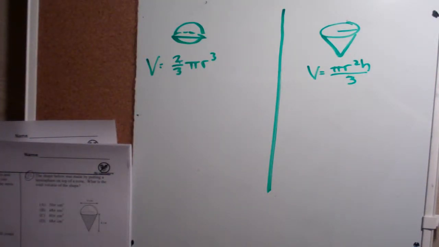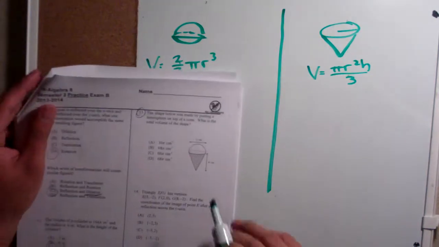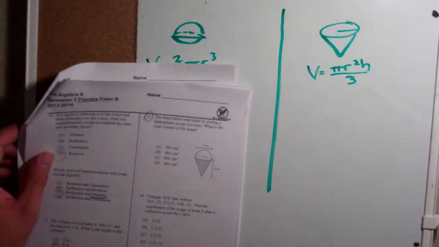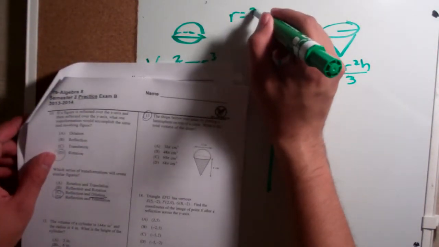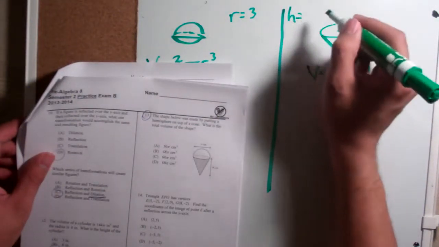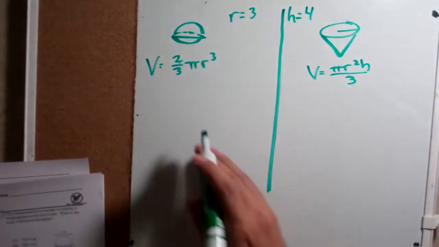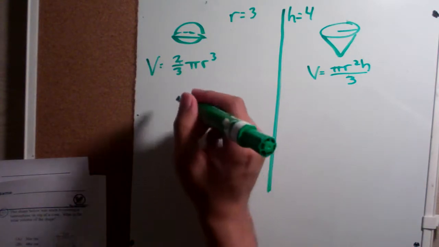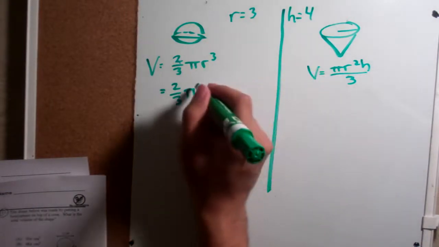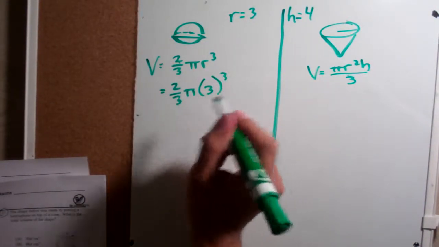Okay, looking at our diagram, so if you're looking at your packet, we have that the diameter is 6, so the radius has to be 3. Okay, so let's put that the radius is 3. We're also given the height of this, so the height may be important here. I'm going to write over here that it's 4. The only variable that I care about for a hemisphere is the radius. So let's go ahead and write 2/3 pi, our radius is 3, cubed.